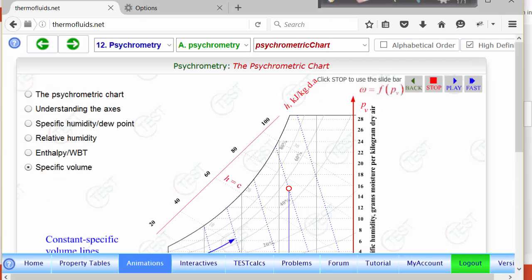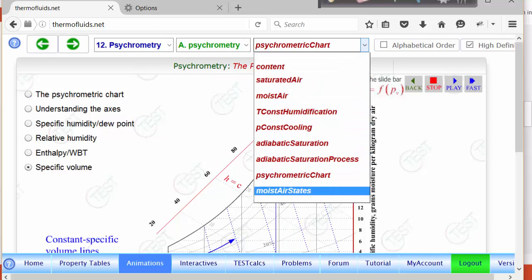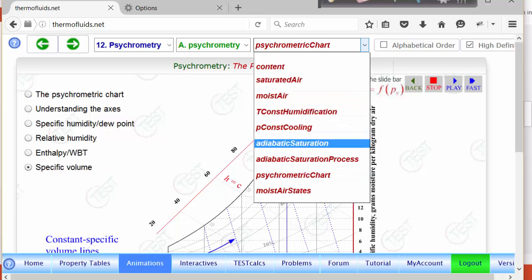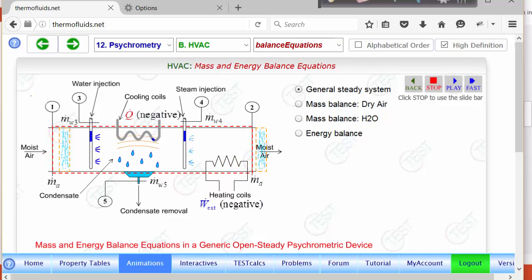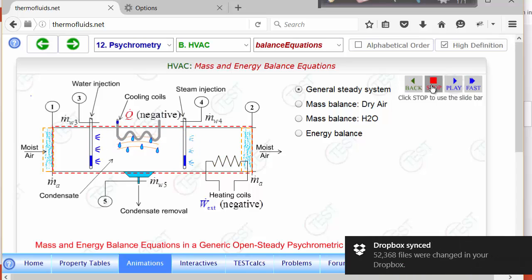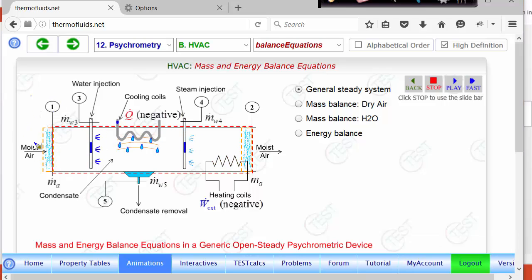So I'll go straight to, let's see where it is. Oh, right here. Okay. So let's pause the animation if possible. As you can see, we have moist air going in here at state 1 and coming out at state 2. And a lot of things are happening. Obviously, in a given problem, only one or two of these could happen. There is water injection at state 3 to humidify. That's called humidification of air.